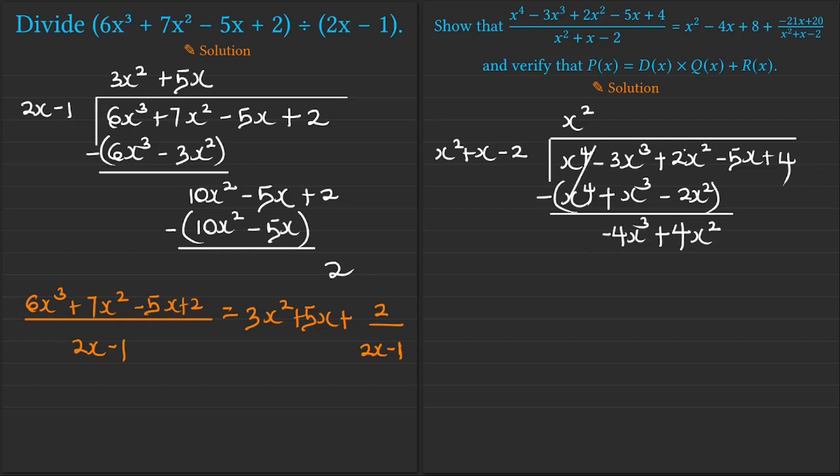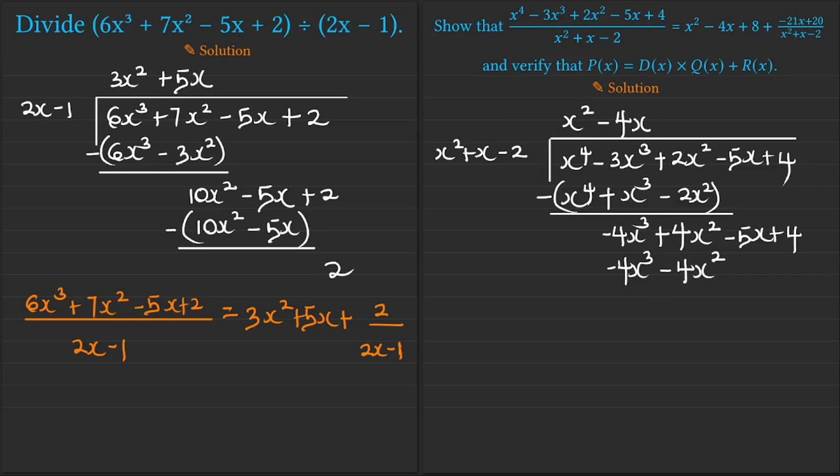So as usual, this goes off because they cancel each other. Our remaining terms can then be brought down so that we have a negative 5x and then plus 4. We start all over again. Negative 4x cubed divided by x squared is going to give us a negative 4x. So negative 4x times x squared gives us a negative 4x cubed. Then x times negative 4x gives us a negative 4x squared.